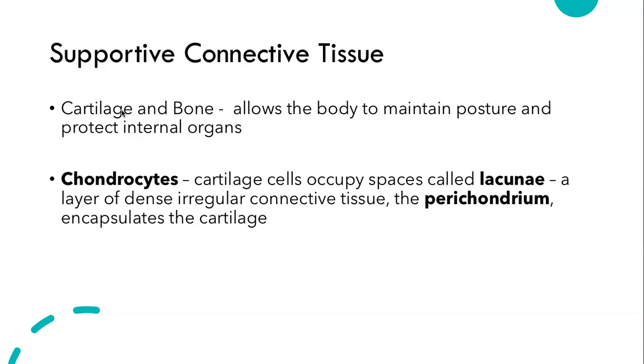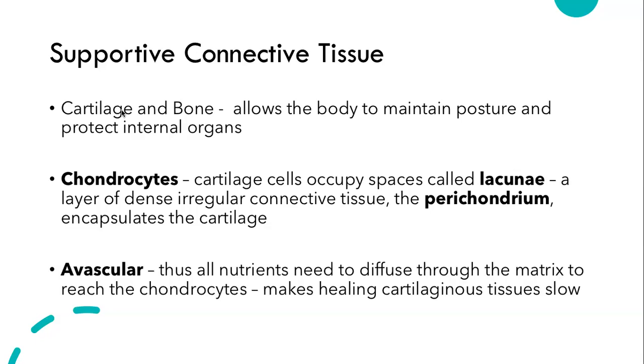So when you look at the chapter, you'll see the chondrocytes, which are the cells that are the cartilage cells themselves. They're in these little spaces of the matrix called lacunae. Cartilage is what is called avascular. And what that means is there's no blood vessels in them. And so all the nutrients that would normally be carried to other cells by blood need to diffuse through the matrix itself. And that's going to make healing cartilaginous tissue slow.